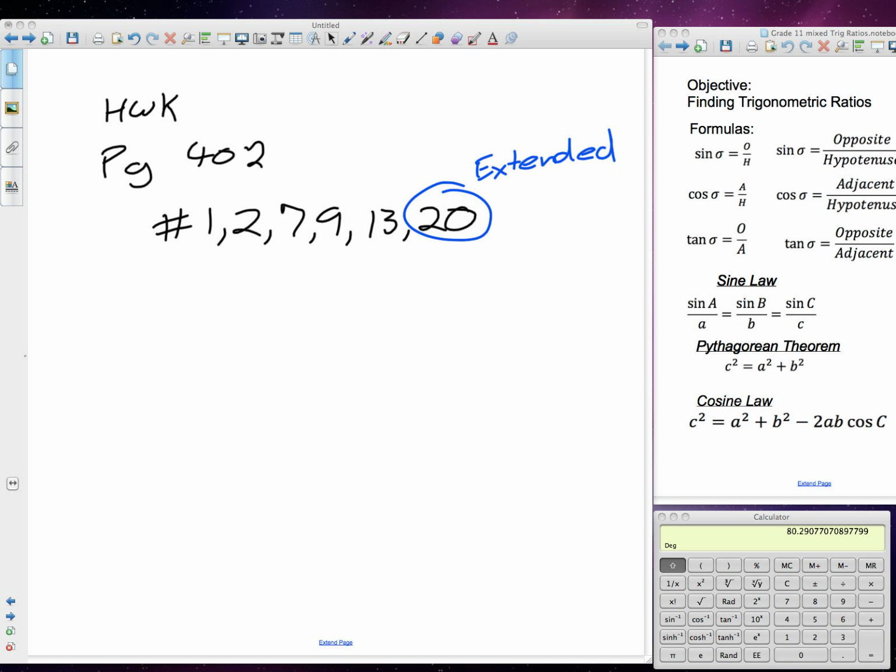Your homework, page 402, 1, 2, 7, 9, 13, and 20. 20 is an extended, so if you get stuck with it, don't worry too much.